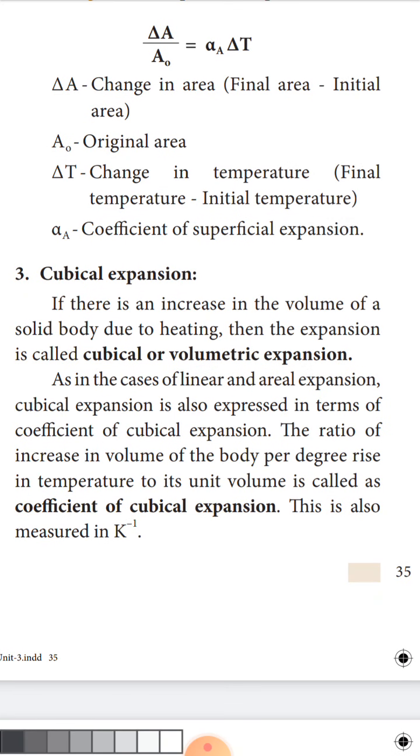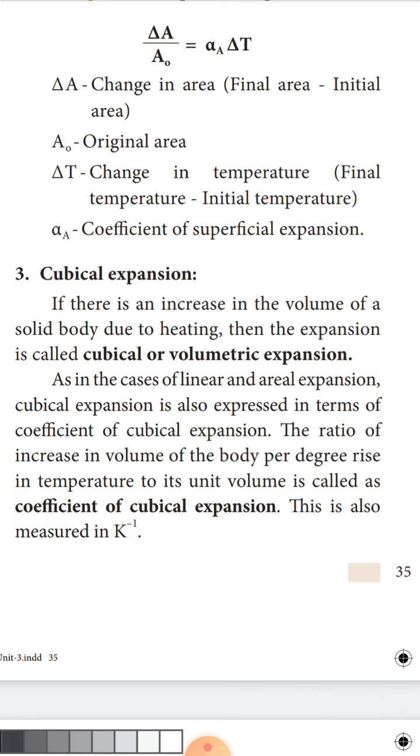Third one, cubical expansion. If there is an increase in the volume of a solid body due to heating, then the expansion is called cubical or volumetric expansion. As in the case of linear and areal expansion, cubical expansion is also expressed in terms of the coefficient of cubical expansion. The ratio of increase in volume of the body per degree rise in temperature to its unit volume is called the coefficient of cubical expansion. This is also measured in K power minus 1.